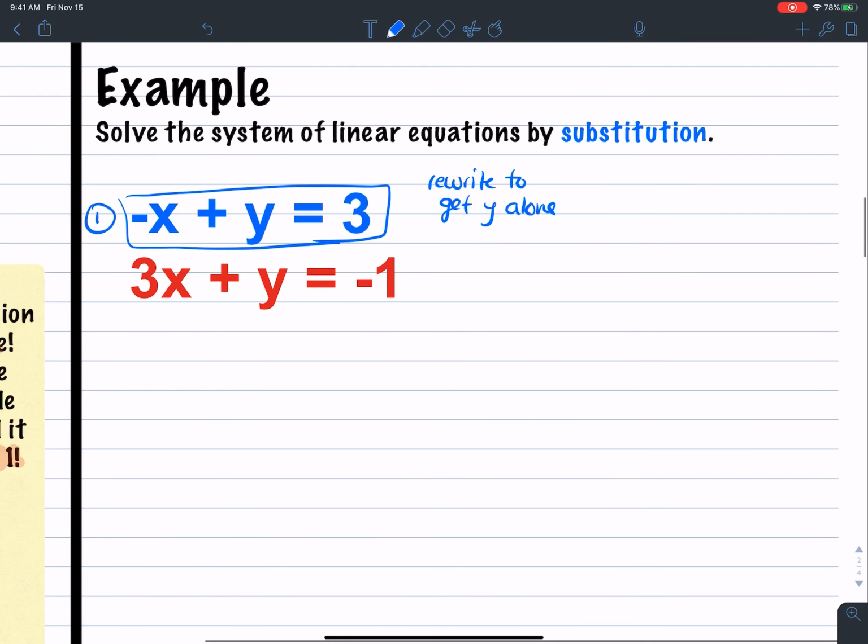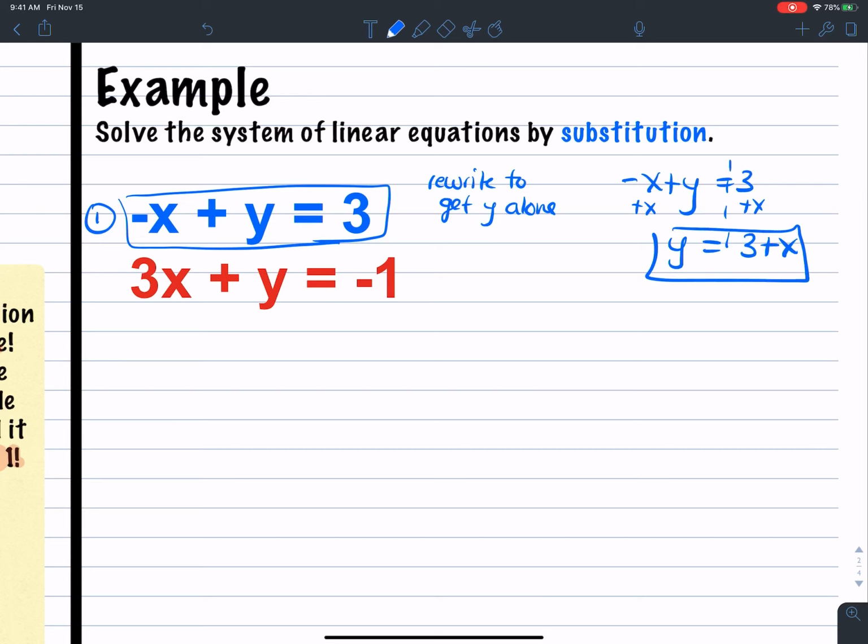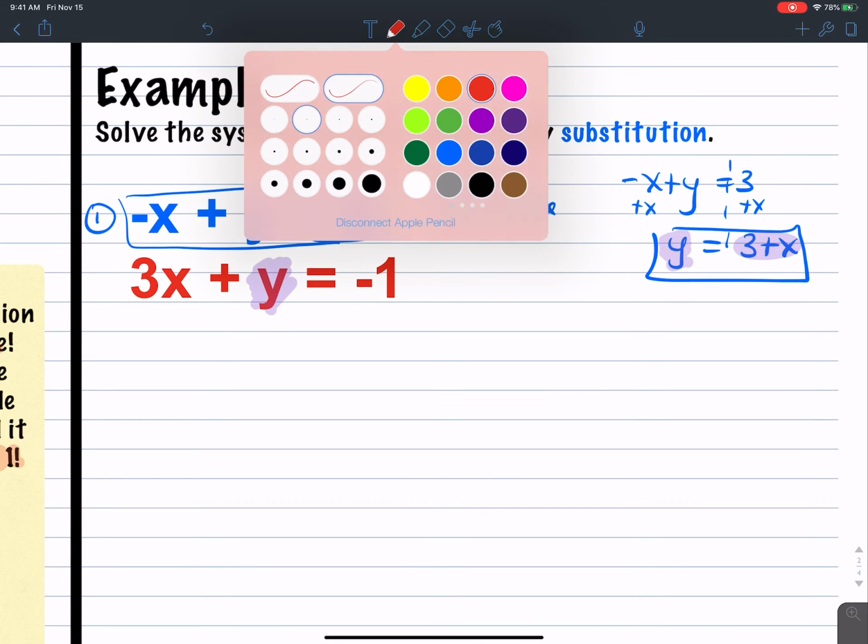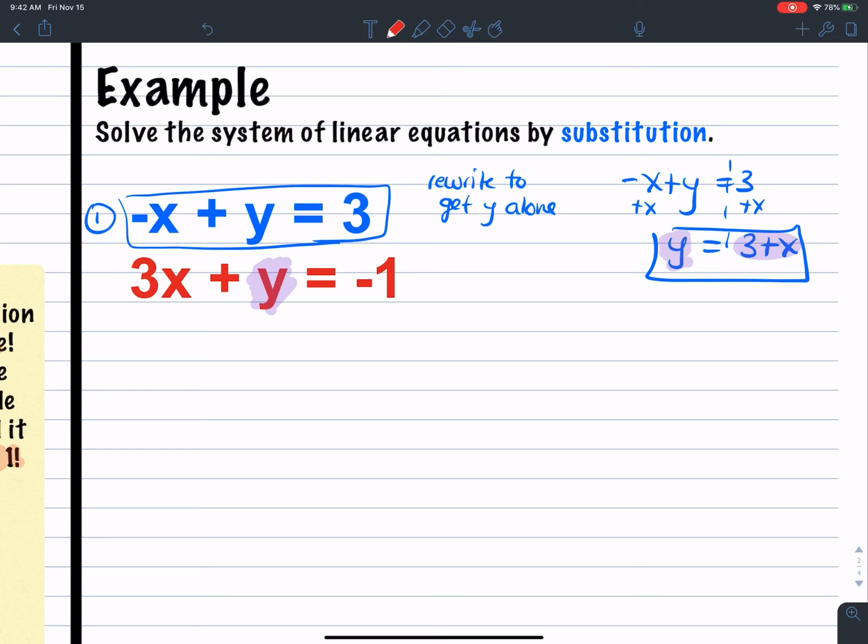So I'm just going to copy it again. So -x plus y is equal to 3. If I want to get y alone on its side of the equal, I want to undo a -x with a plus x on both sides. So I get y is equal to 3 plus x. So now I have y all by itself. Wherever I see this symbol y, like I see it right there, I can replace it with these other symbols, 3 plus x.